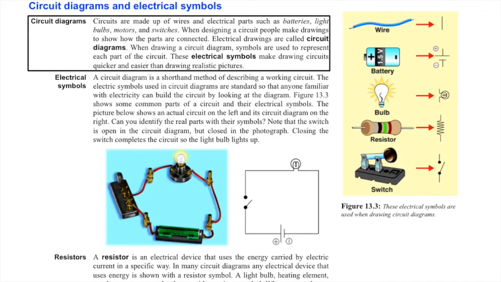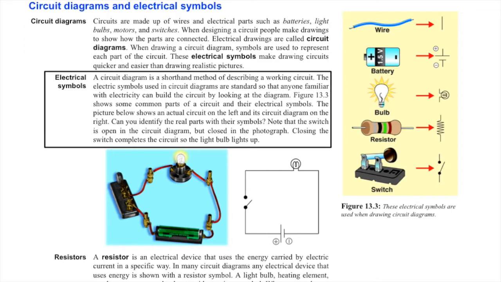Circuit diagrams and electrical symbols. Circuits are made up of wires and electrical parts such as batteries, light bulbs, motors, and switches. When designing a circuit, people make drawings to show how the parts are connected. Electrical drawings are called circuit diagrams. When drawing a circuit diagram, symbols are used to represent each part of the circuit. These electrical symbols make drawing circuits quicker and easier than drawing realistic pictures.